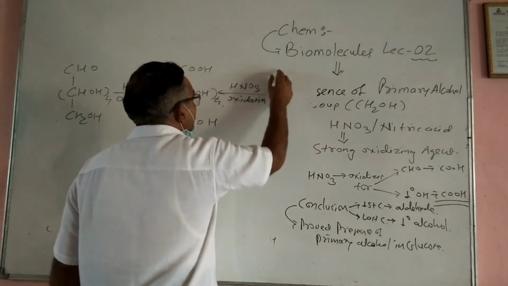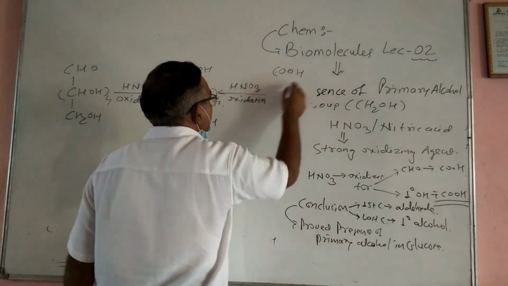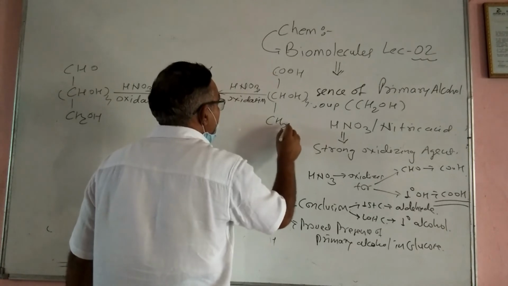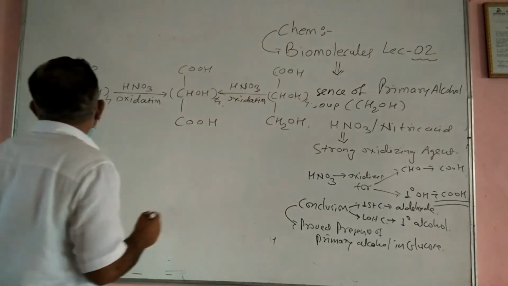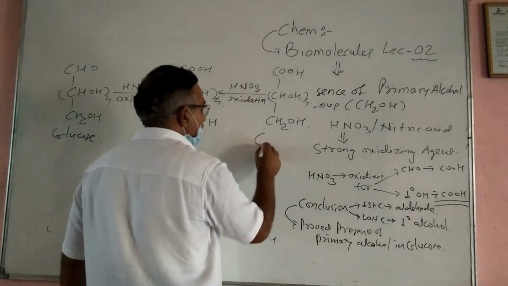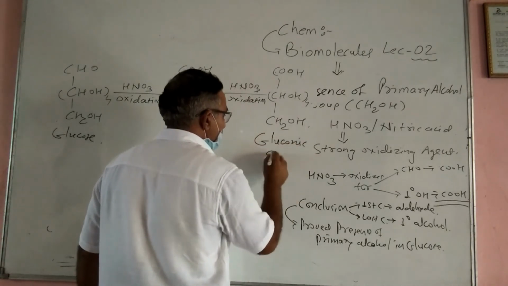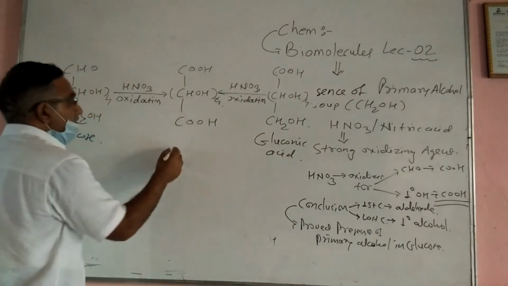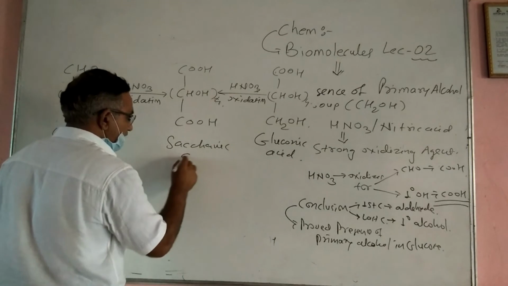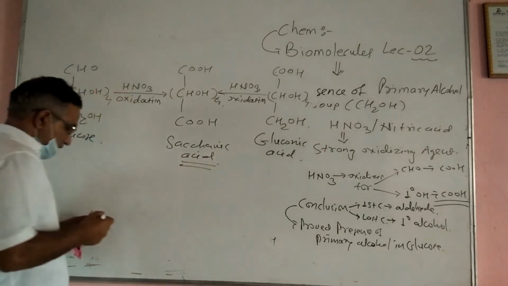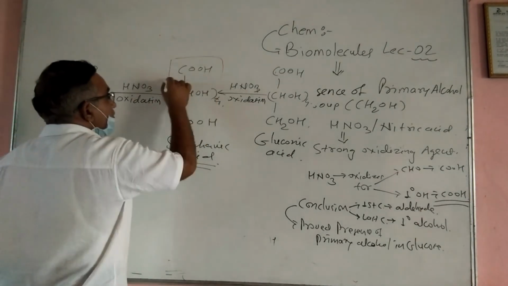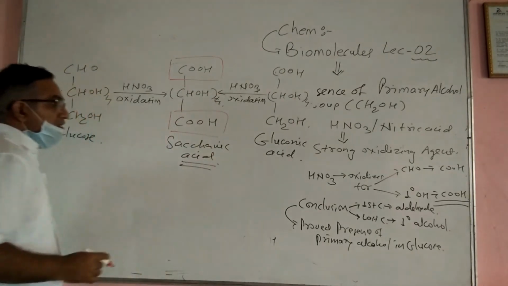So consider here the gluconic acid, that is COOH, CHOH four times, and then CH2OH. So this is the glucose, and this is the gluconic acid. And this one is the saccharic acid. This saccharic acid has two carboxylic groups. Two carboxylic groups. So these are the acidic groups here.